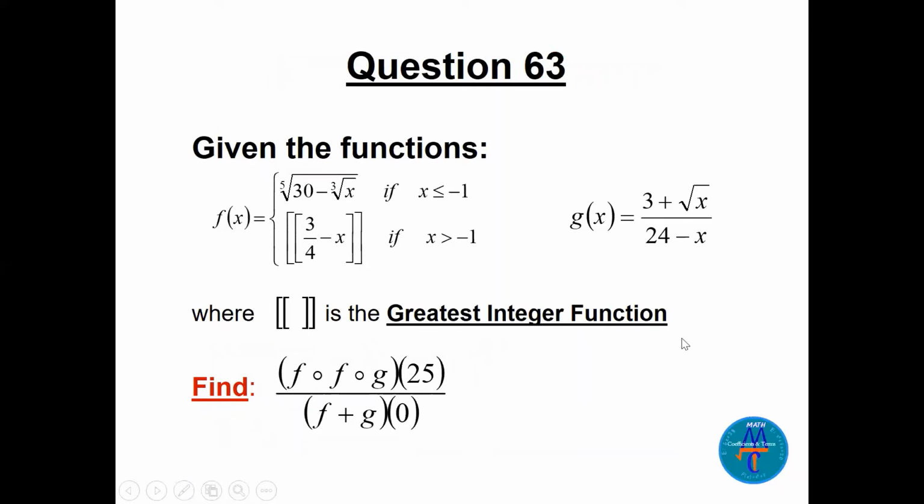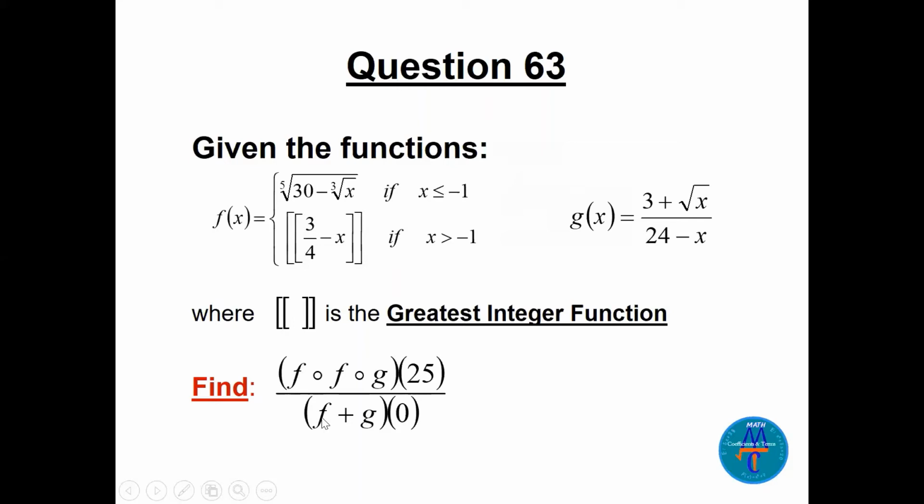Given the two functions, that's a normal question here. We have function f, and there is the greatest integer here, and we have function g. We need f circle g of 25 divided by f plus g of 0. That's so easy, straightforward. Take 25, replace it in g. Whatever number you get, replace it in f. Whatever number you get, replace it in f again.